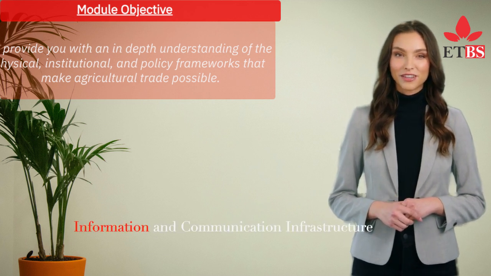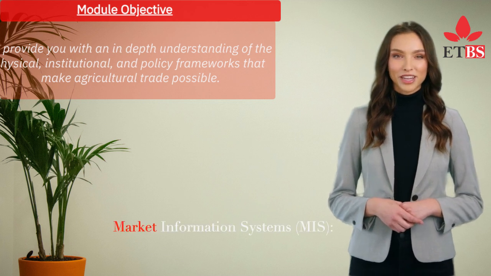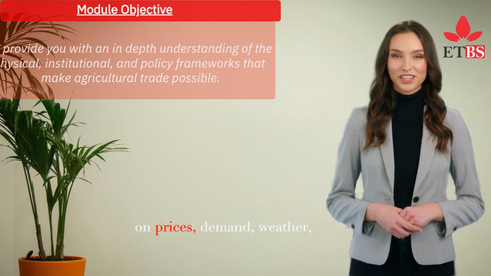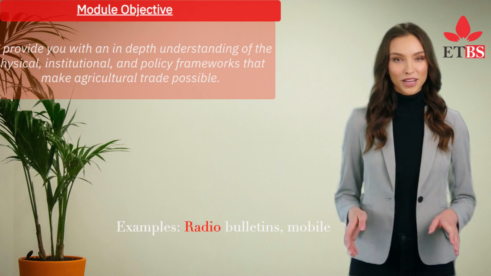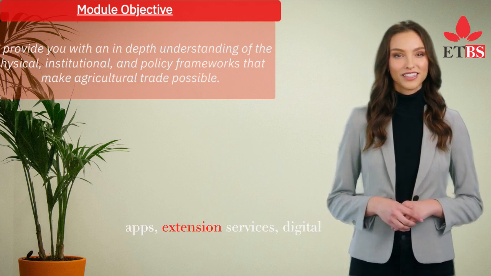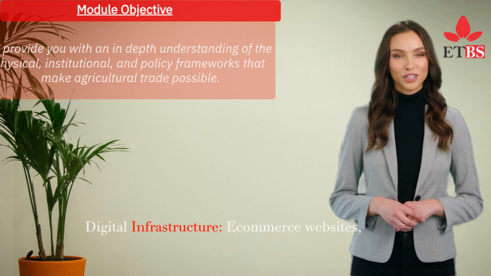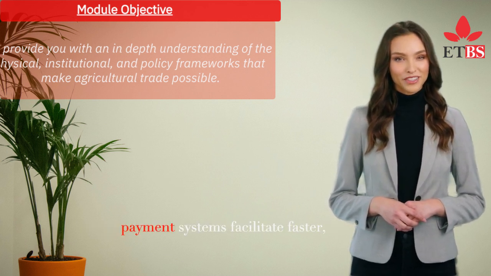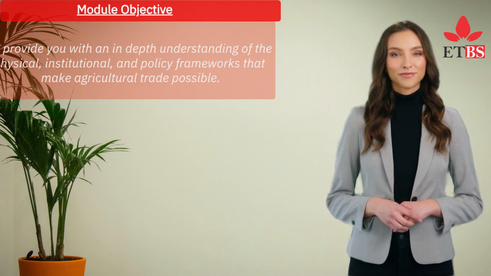2. Information and communication infrastructure. A. Market information systems, MIS: platforms that provide data on prices, demand, weather, and buyer locations. Examples: radio bulletins, mobile apps, extension services, digital platforms like AgroMall or Hello Tractor. B. Digital infrastructure: e-commerce websites, agricultural marketplaces, and mobile payment systems facilitate faster, wider reach for agricultural trade.